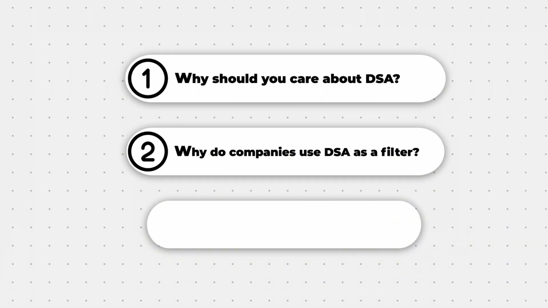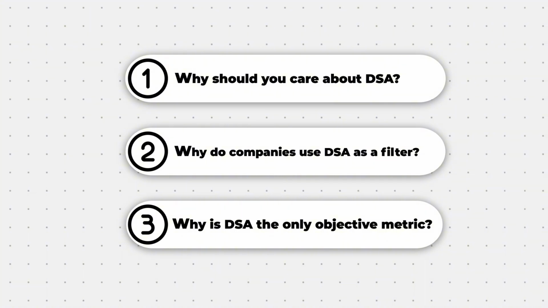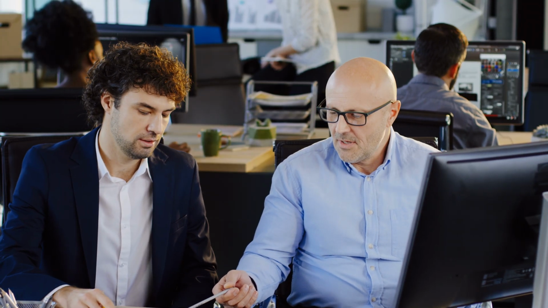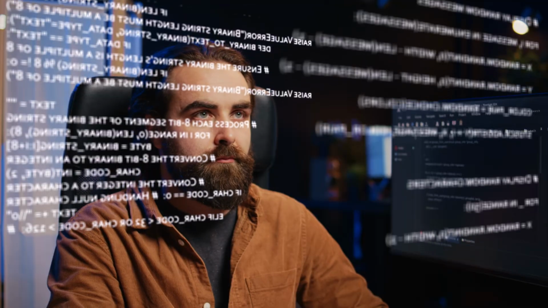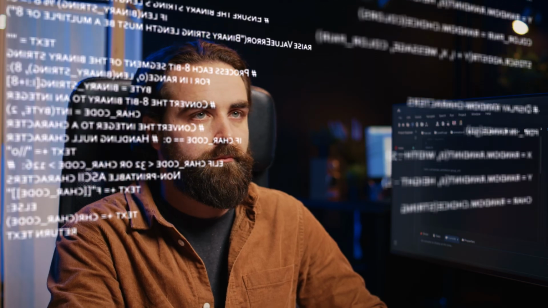And you might ask, why is DSA the only objective metric? Well, because data structures and algorithms assess your core computer science thinking skills. They reveal how you think about memory usage, space usage, runtime efficiency, all while doing logical problem solving, meaning solving a particular problem, but within these constraints. And these are skills that don't just make you a coder who just gets things working, they make you an engineer who builds robust, scalable systems. And that's exactly what these companies are looking for.